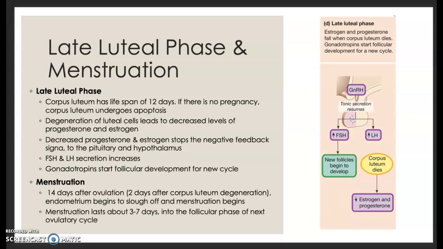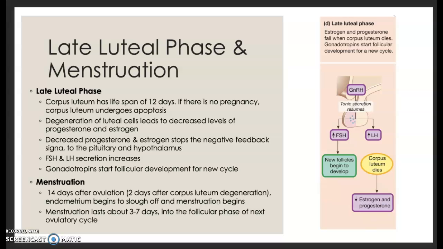Then we're going to go into the late luteal phase and menstruation. So the corpus luteum has a lifespan of about 12 days, and in those 12 days, if there is no fertilization, then the corpus luteum will undergo apoptosis, which is just programmed cell death. So degeneration of the luteal cells leads to decreased levels of progesterone and estrogen. These decreased levels stop the negative feedback signal, and then FSH and LH secretion will increase again, and we go back into the cycle where the feedback will come into the pituitary, increase levels of estrogen, and we'll start the follicular development for a new cycle all over again.